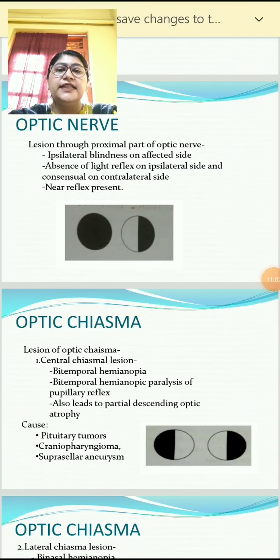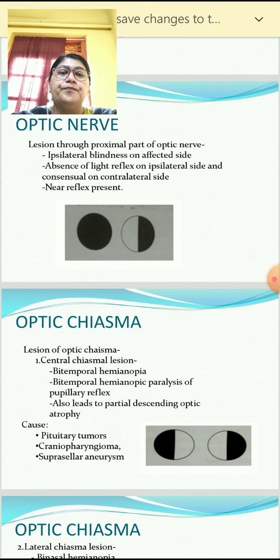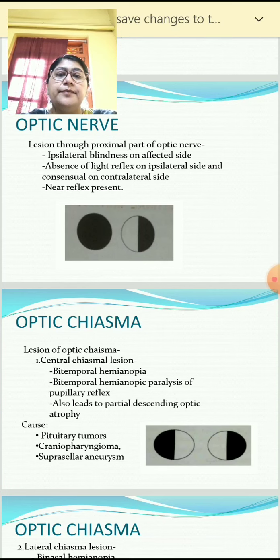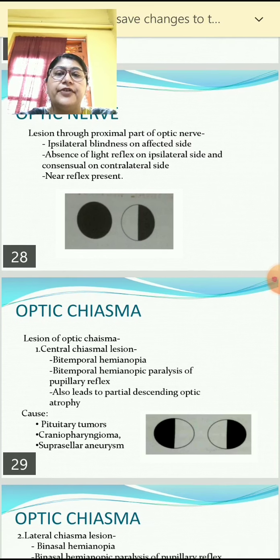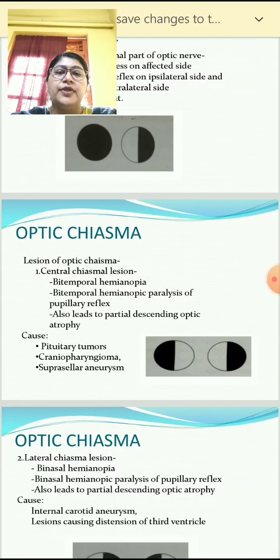If there is a lesion in the optic chiasma, what happens? If there is a central optic chiasma lesion, there is bitemporal hemianopia, as there is crossing of the nasal fibers of the eye to the opposite eye. There is bitemporal hemianopic paralysis of pupillary reflex, and it also leads to partial descending optic atrophy. The causes may be pituitary tumors, craniopharyngioma and suprasellar aneurysm.